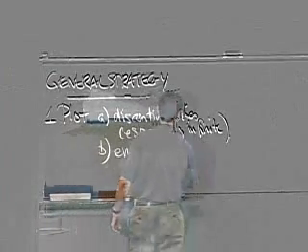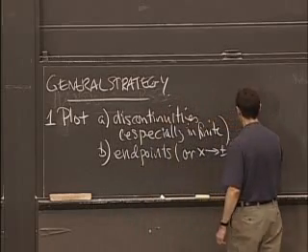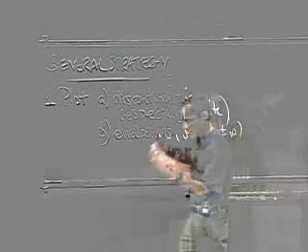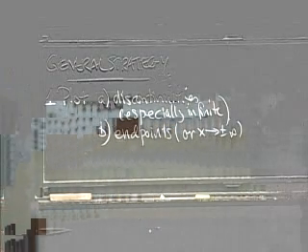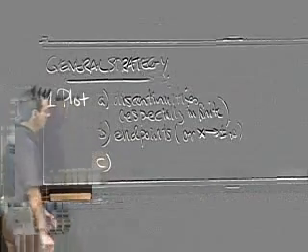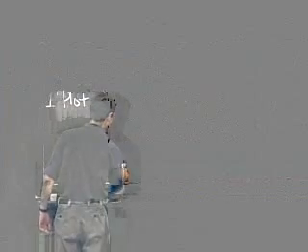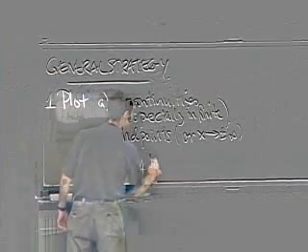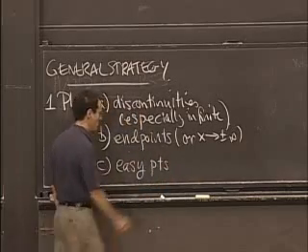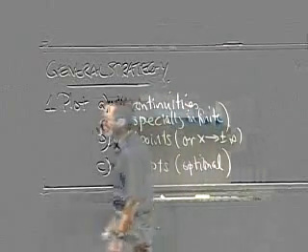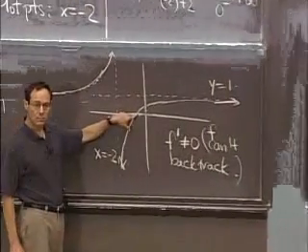And then you should plot endpoints, or ends, or x going to plus or minus infinity if there don't happen to be any finite ends to the problem. And the third thing you can do is plot any easy points. This is optional and at your discretion. You might, for instance, on this example, plot the places where the graph crosses the axis, if you want to.